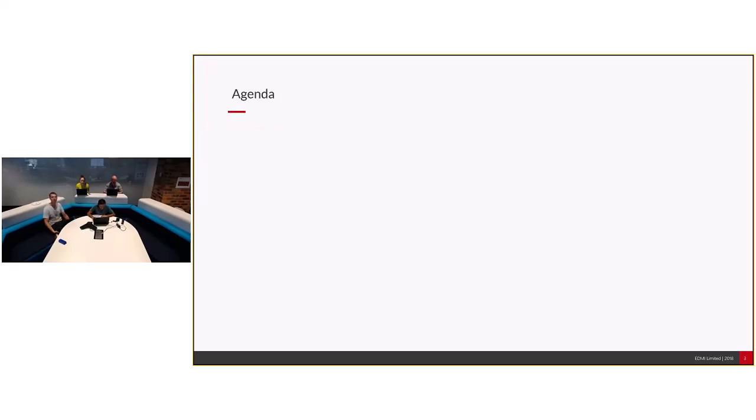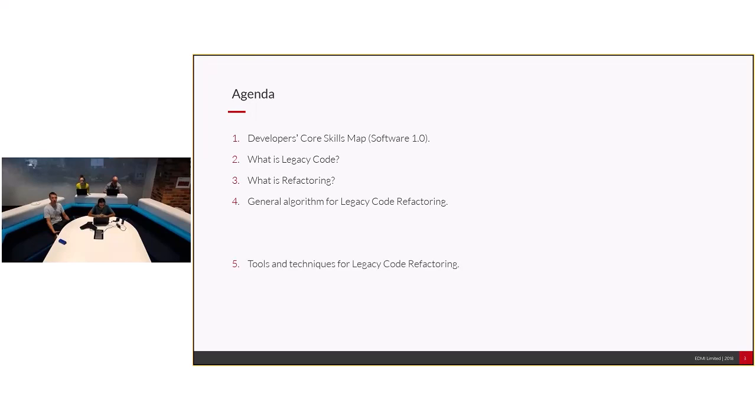The agenda today, we'll quickly brush through. This is something that we will probably cover towards the end, but this is a high-level map of what I believe is software 1.0 core developer skills. We'll define what legacy code is. It always is good to start with a definition. Then we'll define what a refactoring is. We'll take a high-level algorithm that can be applied to any code base, any language, any framework, doesn't matter: a general algorithm for legacy code refactoring.